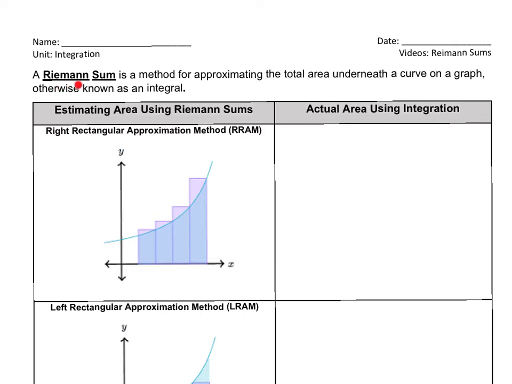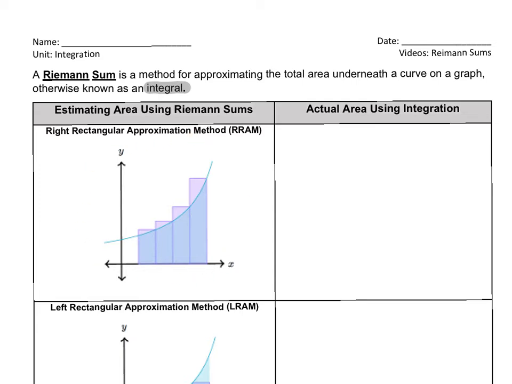So first, a Riemann sum is a method for approximating the total area underneath a curve on a graph, otherwise known as an integral. So what I'm going to do is give you a picture of a graph, and I'm going to ask you to approximate its area under the curve using what we call rectangle approximations. In this first video, we're going to talk about right rectangular approximations. Then tomorrow we'll worry about left, and then the day after we'll worry about midpoints. So let's just focus our attention on this picture for right now.